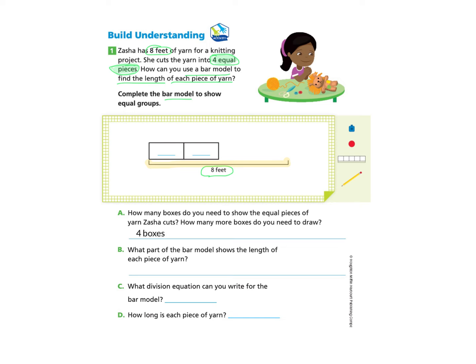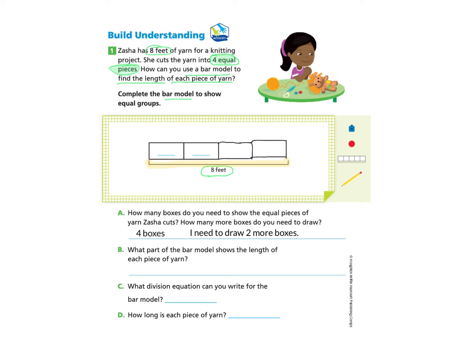Now let's look at the other question. How many more boxes do you need to draw? If there are 2 boxes and we need a total of 4, then I will need to draw 2 more boxes. And you can go ahead and pause and draw them in yourself, or just follow along with me. So I will draw 1 box and then 1 more, and I'll end where that bracket ends using all of the 8 feet.